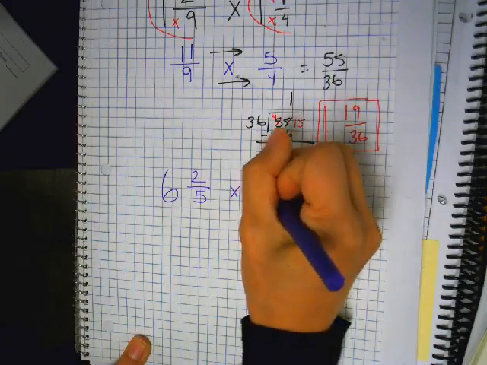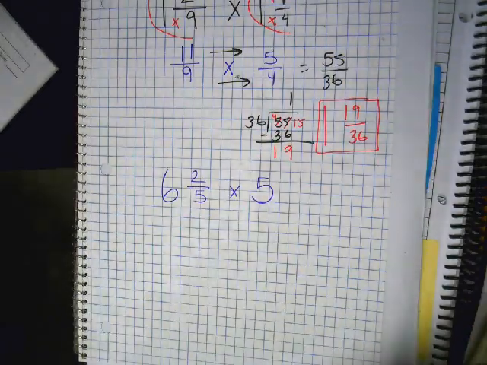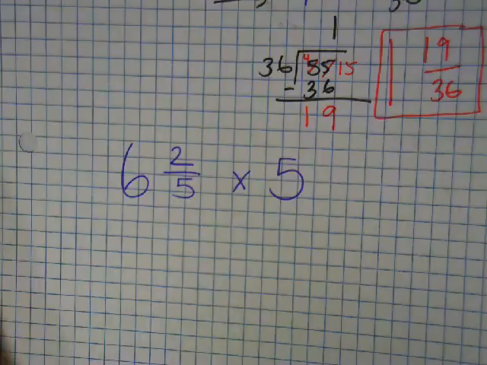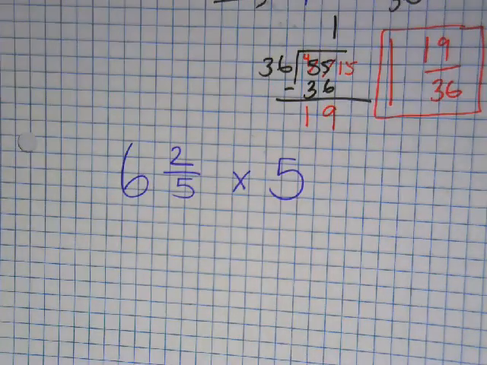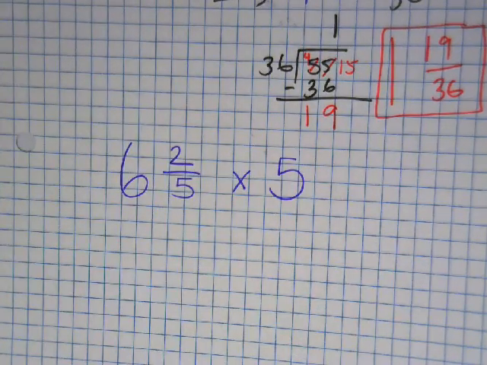What if you're multiplying mixed numbers, but the second one's not a fraction, it's just a whole number? It's just a whole number, just 5. What do you think you should do? David, what do you think you should do? Kevin? You use the denominator from the other one and then put a 1 on top.